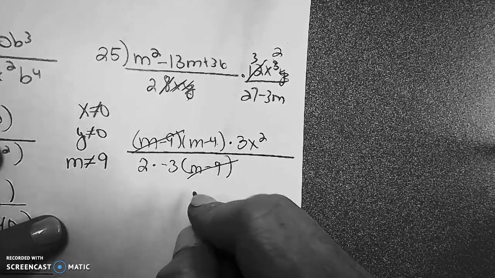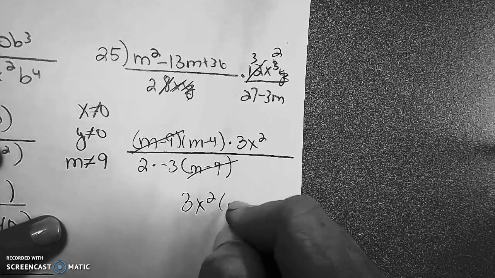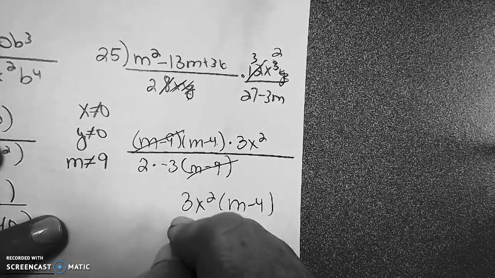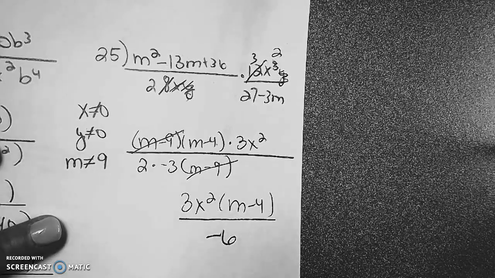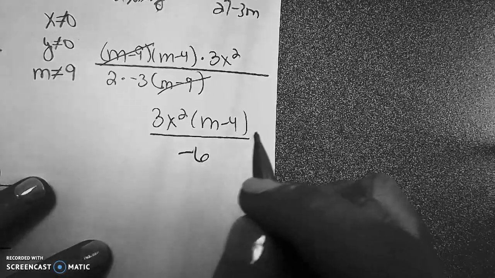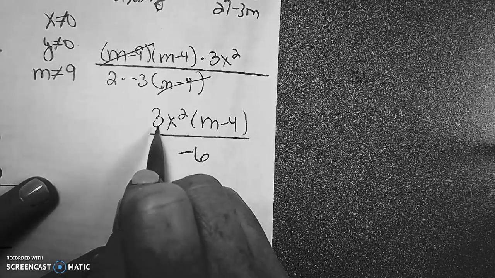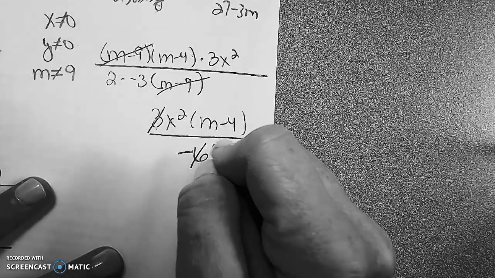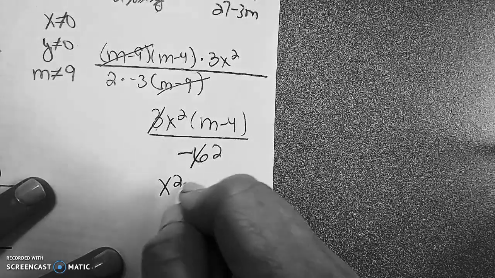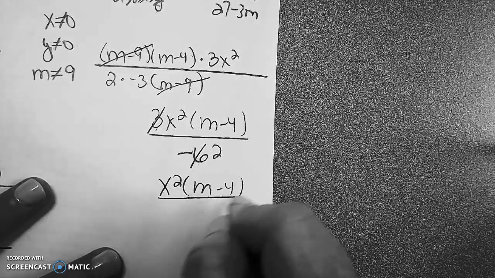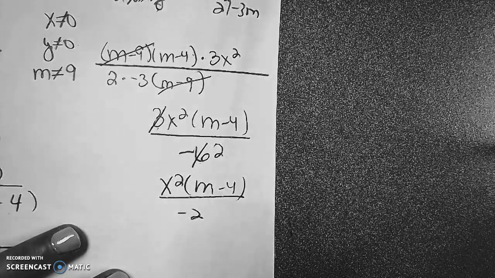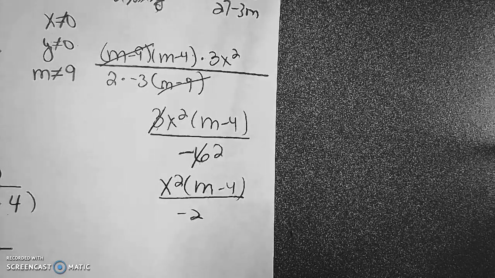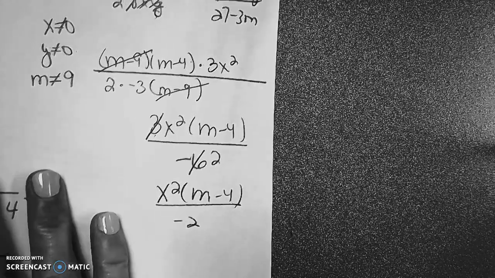We are left with then 3x squared times m minus 4 all over negative 6. I can then take one step further because I see that in the numerator I have a 3, in the denominator I have a negative 6, so I can cancel a 3 out, which means I'm left with x squared times m minus 4 over negative 2. I have no more restrictions on the variable because negative 2 can't ever equal 0.